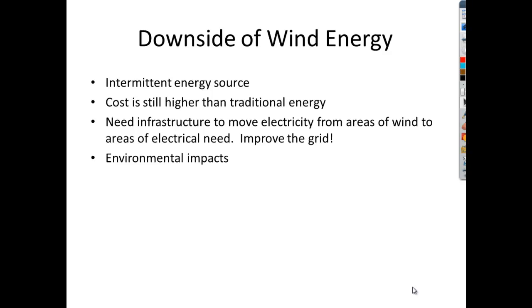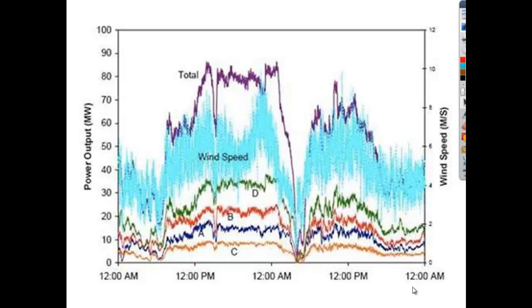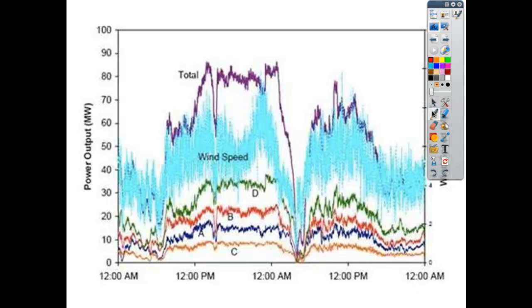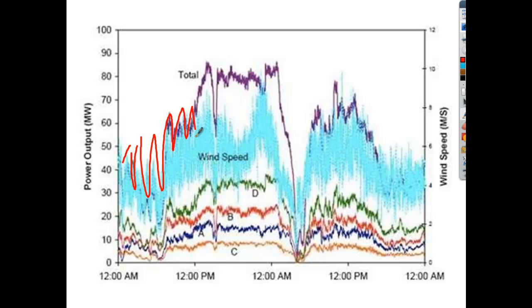And there are environmental impacts of wind energy. You'll see in a second both visual, noise, and wildlife population problems. So let's take a look at some of these downsides. First of all, winds are inconsistent. This is a graph of wind speeds over a period of 2 days, and you'll see that it's variable. You can see it going up and down and up and down, so it's not consistent.